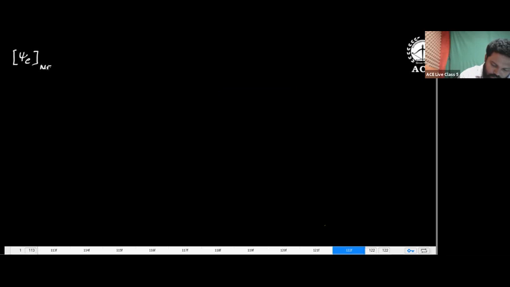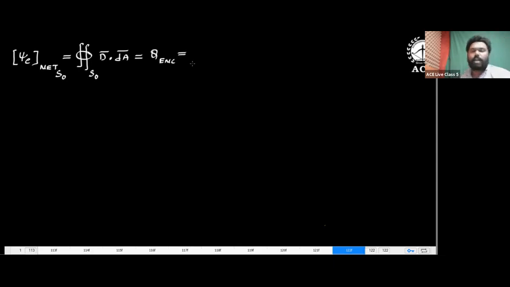Let me show you with the example here. So what is the net electric flux from the S0 surface? Net electric flux from the S0 surface you can write like this: closed surface integral over S0 of D dot dA, which is equal to Q enclosed. That is nothing but the charge enclosed. What is the charge enclosed by the surface S0? It is Q1 plus Q2 plus Q3, and so on up to Qn.